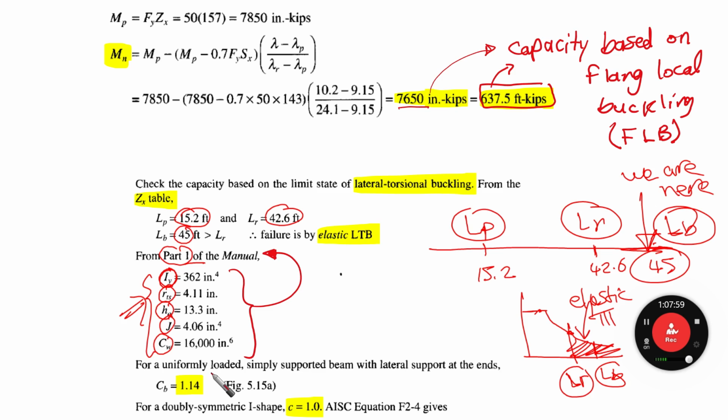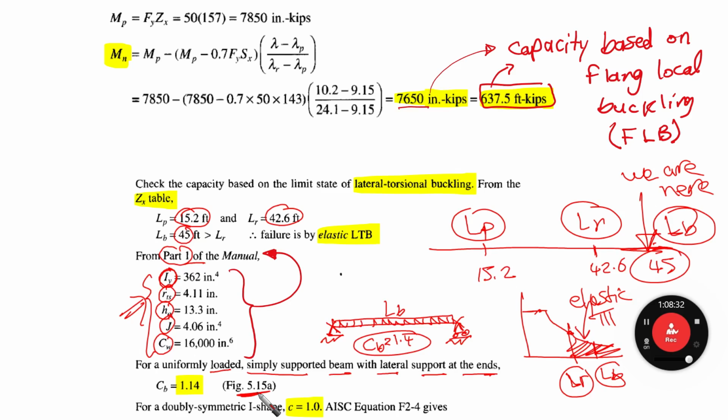For a uniformly loaded, simply supported beam with lateral support at the ends, it means that we have bracing here and another bracing here, so the unbraced length is LB, and it is uniformly loaded. This means that our Cb equals 1.4. From where did I get this 1.4? It is from the figure that we have explained before.